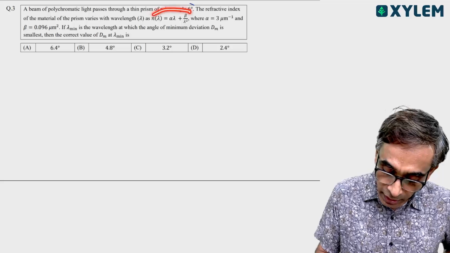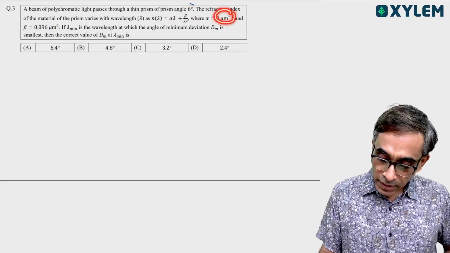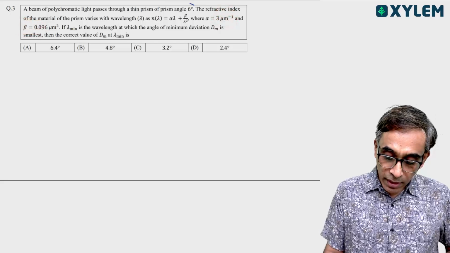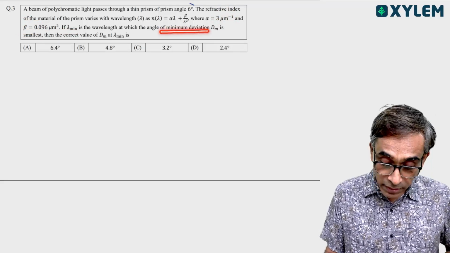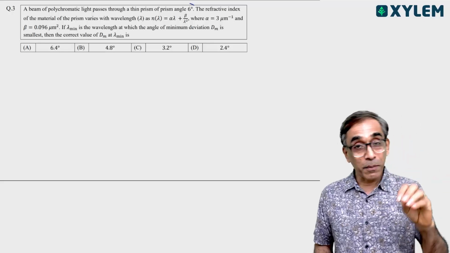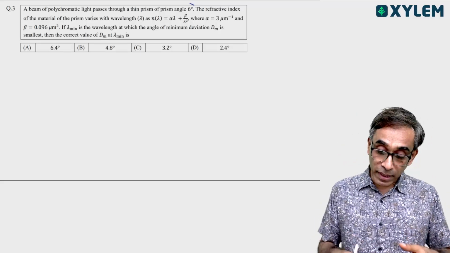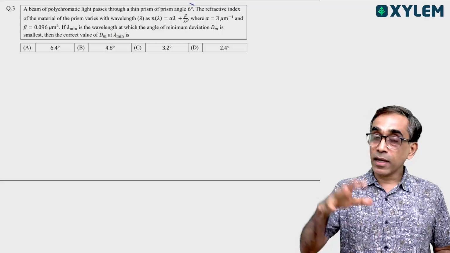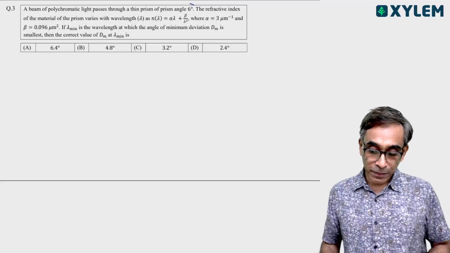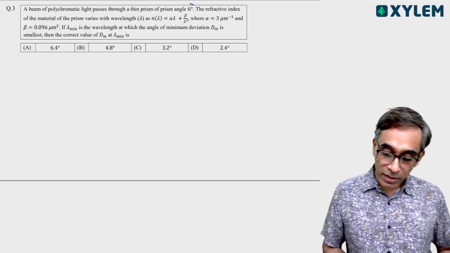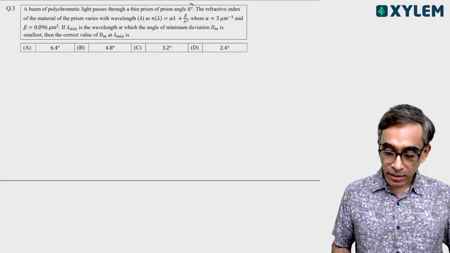Refractive index is a variable. It's varying with the wavelength, where alpha is given, beta is given. Lambda minimum is the wavelength at which the angle of minimum deviation is smallest. See, the angle of minimum deviation itself is smallest at a particular wavelength. What is the correct value of D minimum at that lambda minimum?